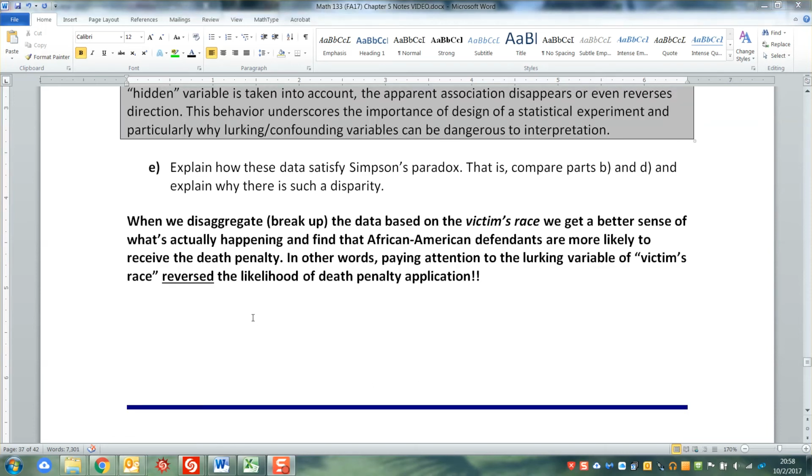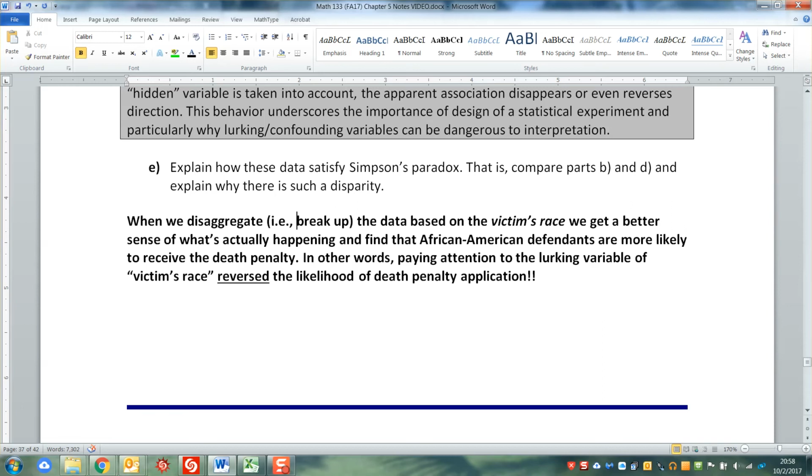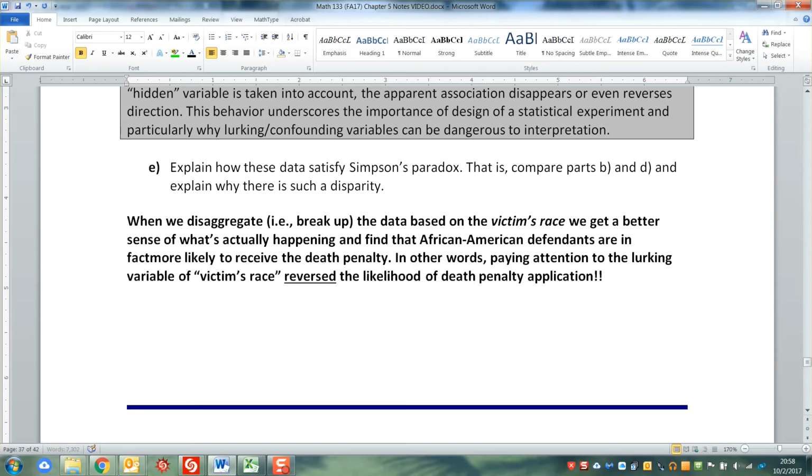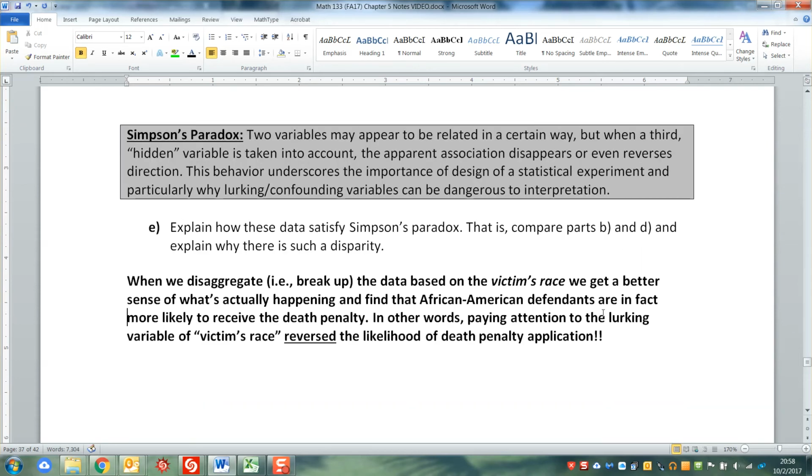So let me type all that up. There you go. So when we disaggregate, i.e. break up the data based on the victim's race, we get a better sense of what's actually happening. And we find that the African American defendants are in fact more likely to receive the death penalty. In other words, paying attention to the lurking variable of the victim's race reversed the likelihood of the death penalty application. This is straight up Simpson's Paradox.